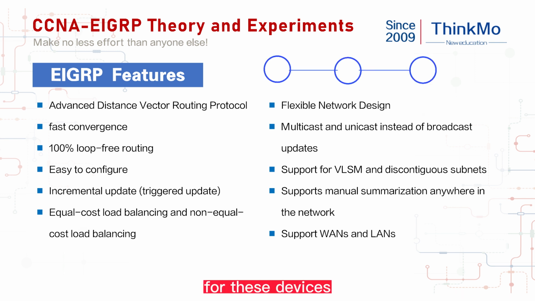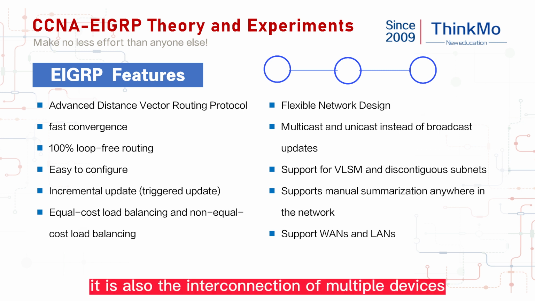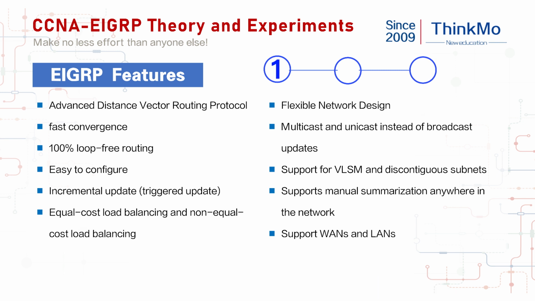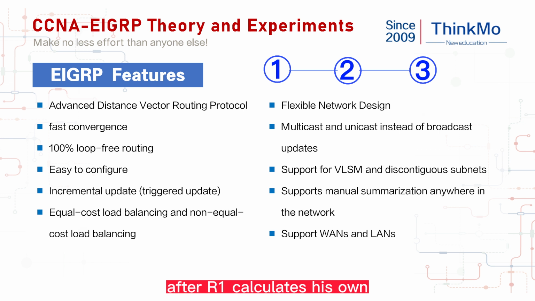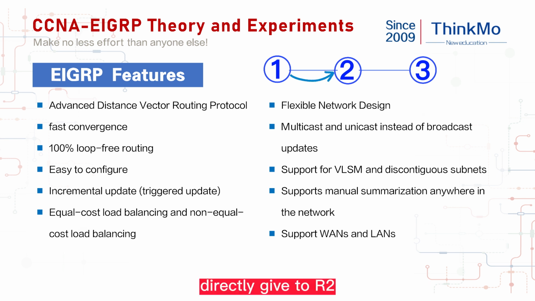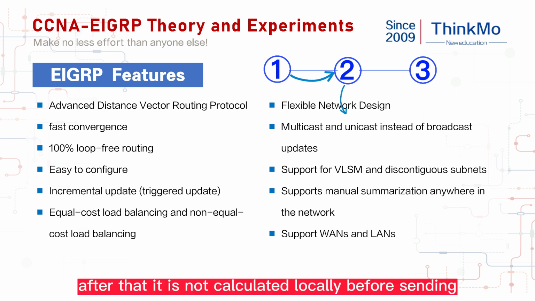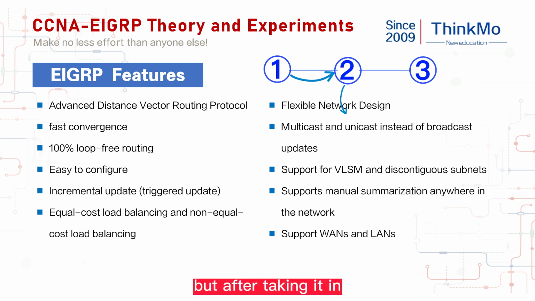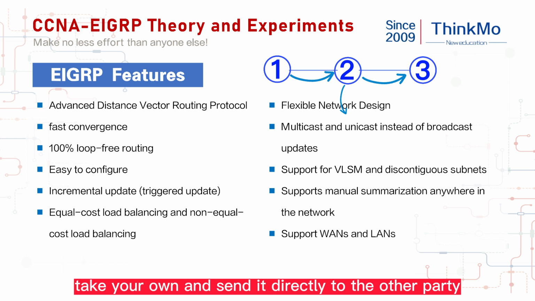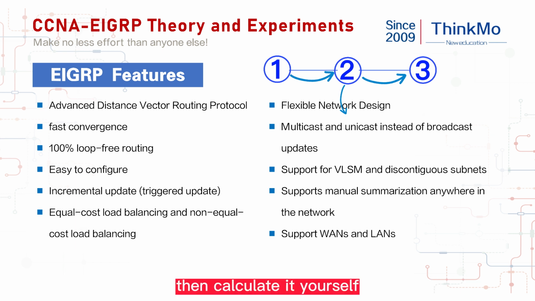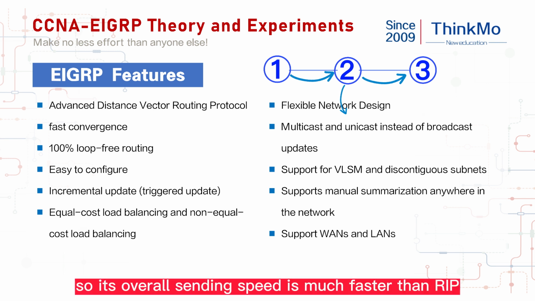Take the interconnection of multiple devices. This is R1, this is R2, this is R3. After R1 calculates its own, it directly gives it to R2. Then R2 takes in R1's information. After that, it does not calculate locally before sending; after taking it in, it takes its own and sends it directly to the other party, then calculates it itself. Every device is like this. So its overall sending speed is much faster than RIP.